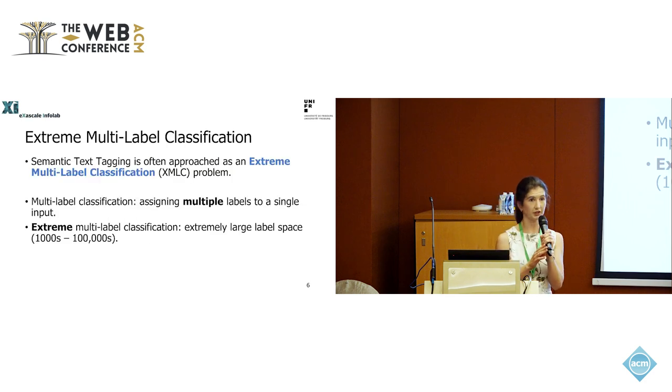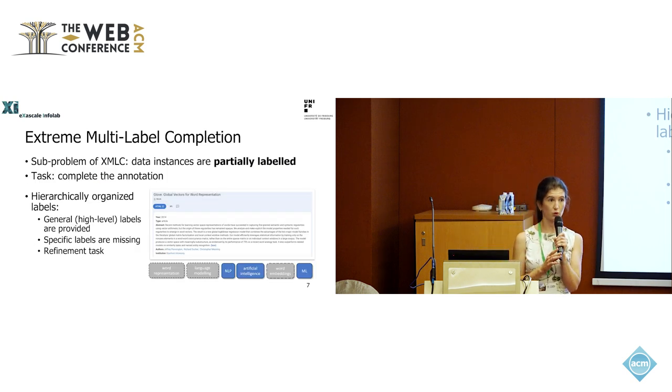And following previous works, we approach the task of semantic text tagging as an extreme multi-label classification problem. We all know that multi-label classification is the problem of assigning multiple labels to the same instance. And in case the number of labels is very high, like thousands or hundreds of thousands, we talk about extreme multi-label classification, which is normally the case with semantic text tagging. In particular, in our work, we are considering one interesting subtask of multi-label classification, which is multi-label completion, meaning that our data instances are already partially annotated, so some subset of labels is provided, and the task is to complete this annotation and to add missing labels.